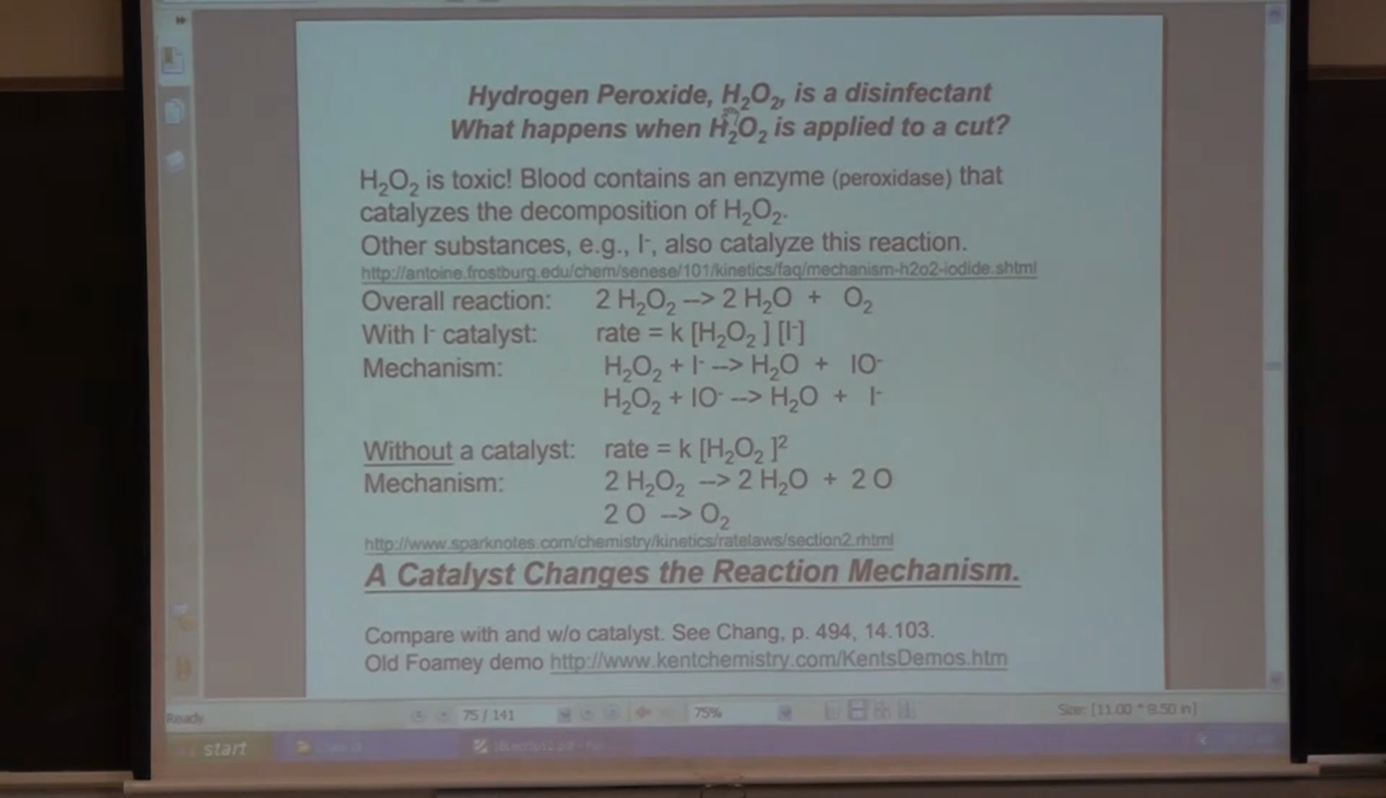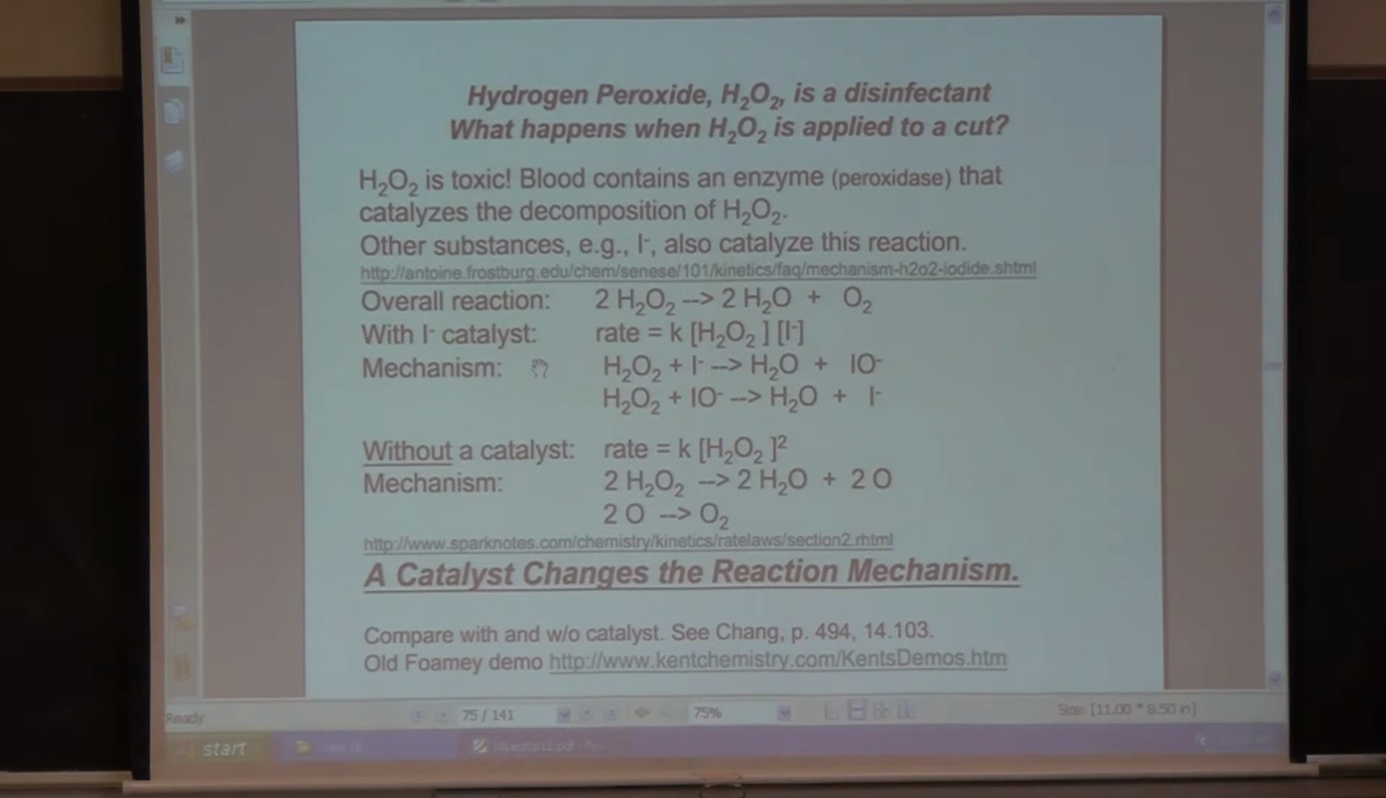Now, hydrogen peroxide is used as a disinfectant. Now, what happens when you put hydrogen peroxide on a cut? Yeah, it burns, but also you see bubbles. What are those bubbles? Yeah, oxygen. So it turns out that hydrogen peroxide is toxic to us humans, so there is an enzyme. There's actually a few enzymes. One is the peroxidase enzyme in our blood, and that catalyzes the decomposition of hydrogen peroxide. So here's the overall reaction. You have hydrogen peroxide decomposing into water, and here's the O2 gas, which is the bubbles that we see.